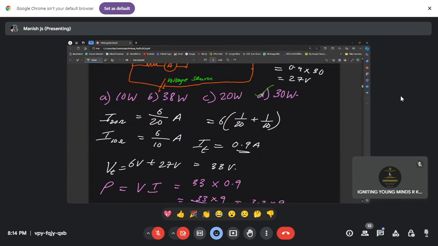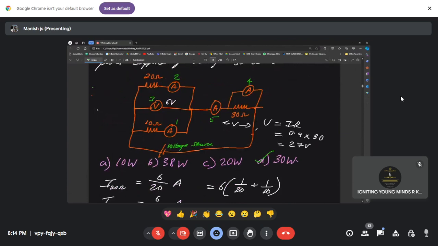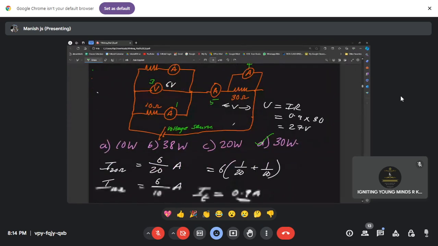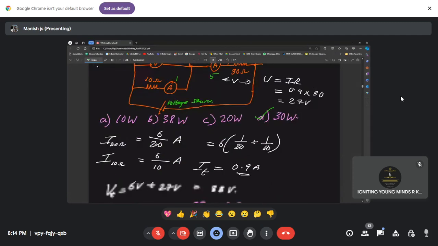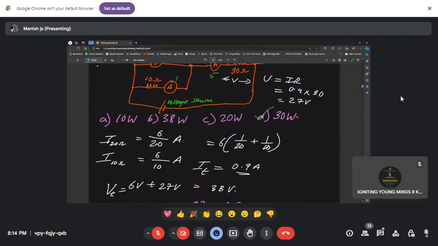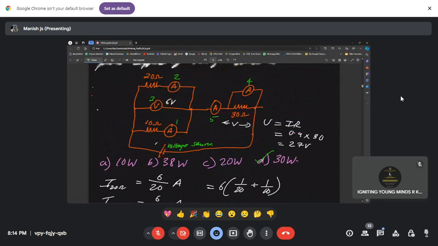That clear? So this is how you approach this question. So we are going by a step-by-step approach. First we found out the current, the total current in the circuit. How did we do that? The current passing through 20 ohms and 10 ohms we found out and we added them. So by adding them we could find out what is the total current in the circuit.